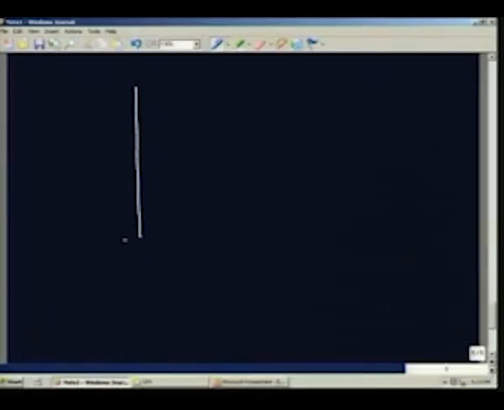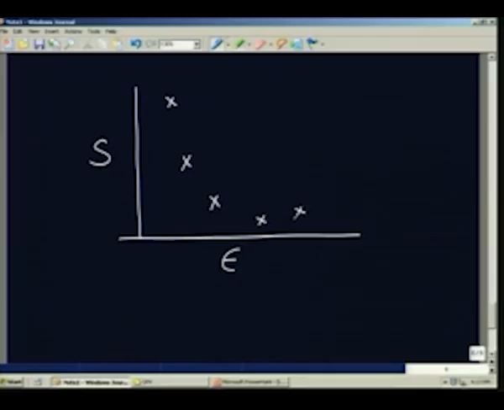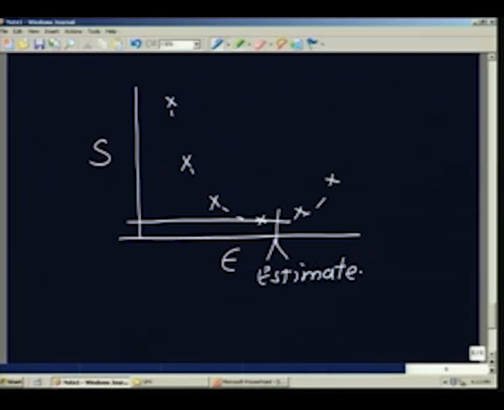I will have something like this. S is calculated with the values of epsilon. So, I may get a value like this and like this, and after some time it will again start going up. Therefore, I will go to the bottom of this curve, and find out this is the estimate. So, we will call this the best estimate for the emissivity.